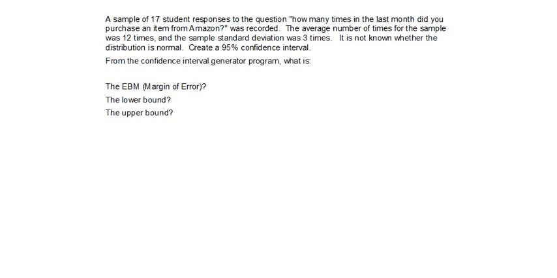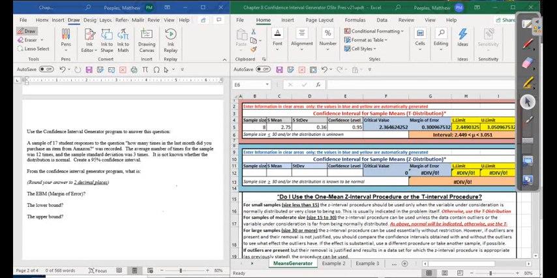We want to create a 95% confidence interval using our confidence interval generator program. And we're going to find the error bound mean, that is the margin of error, the lower bound and the upper bound of our sample. So this is a job for our confidence interval generator. And we're told that we have a sample size of 17 students.